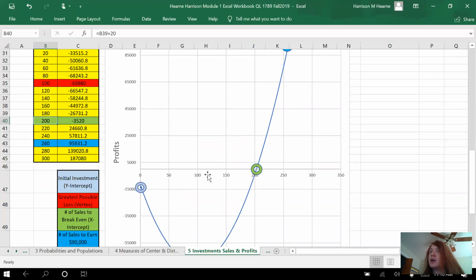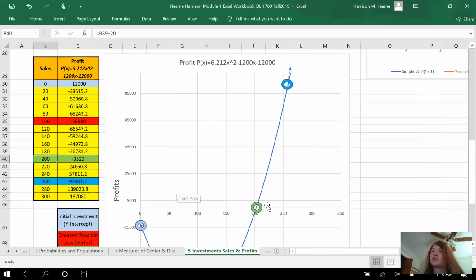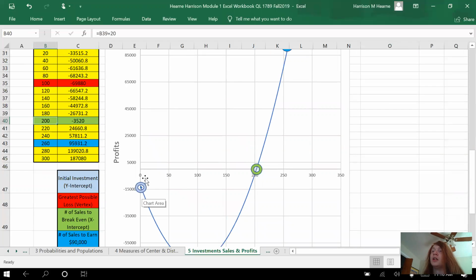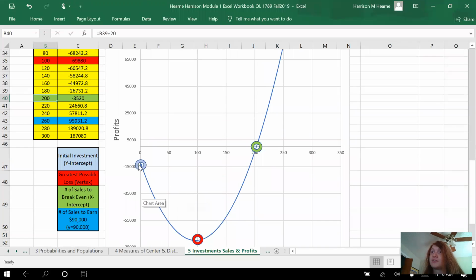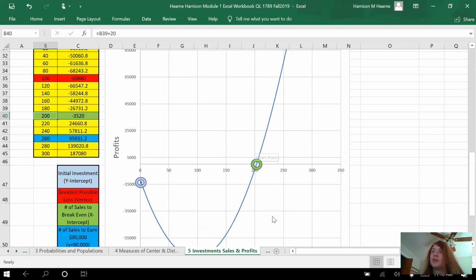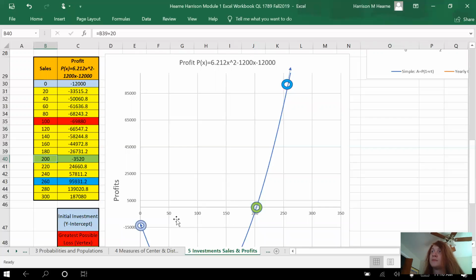So we have made as much money as we have lost, because keep in mind, throughout this entire time, we were losing all of this money, and it wasn't until we sold about 200 units that we broke even and were no longer losing money.